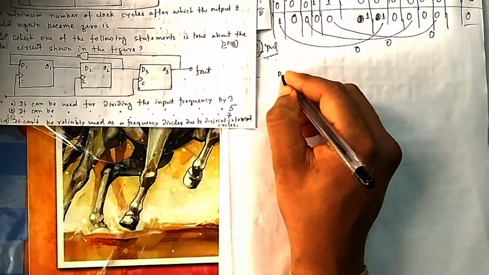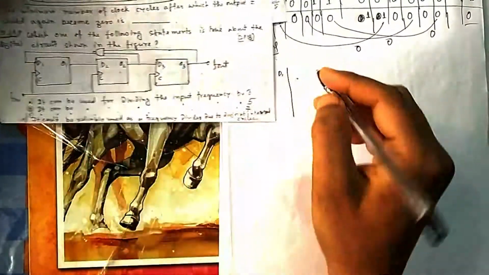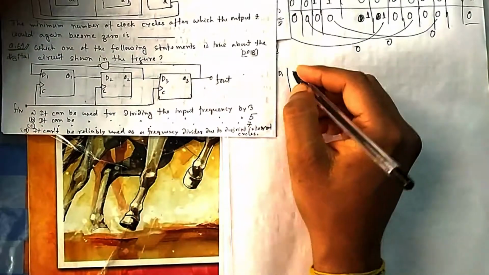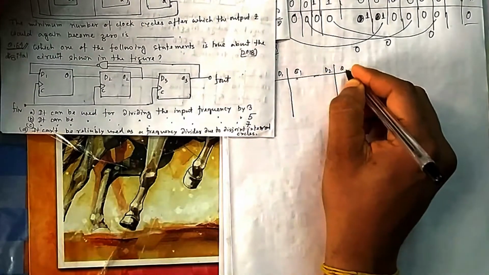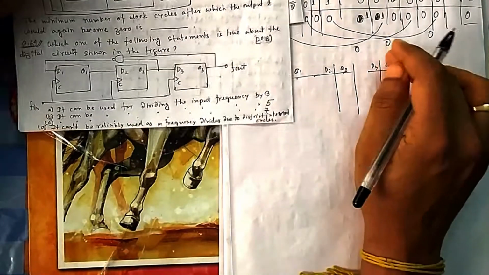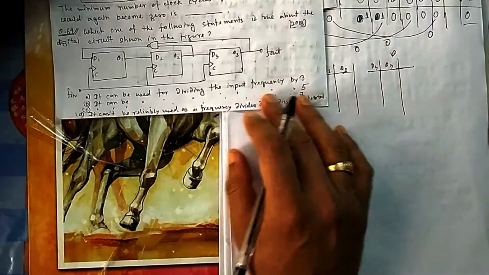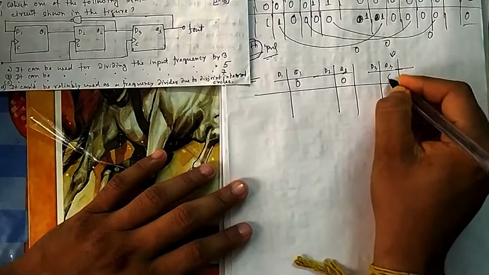So let us start with D1, Q1, D2, Q2, D3, Q3, and this is your target. So before giving the clock pulse, have they given any initial conditions? No. So we will start on our own. Let's suppose 0 0 0.